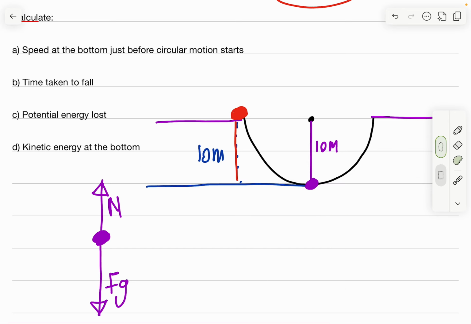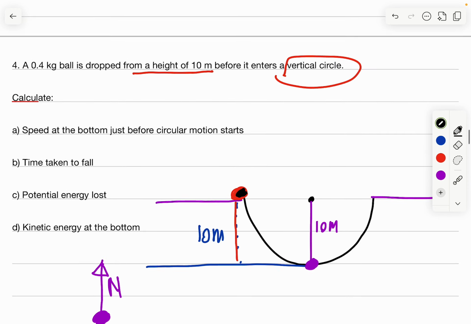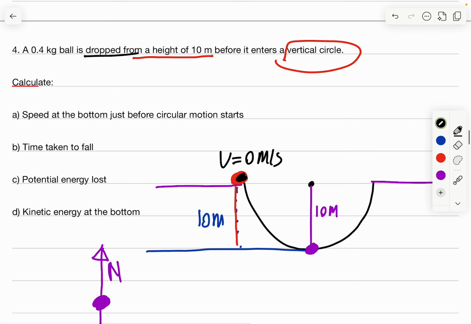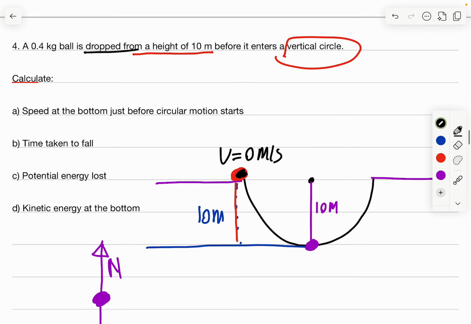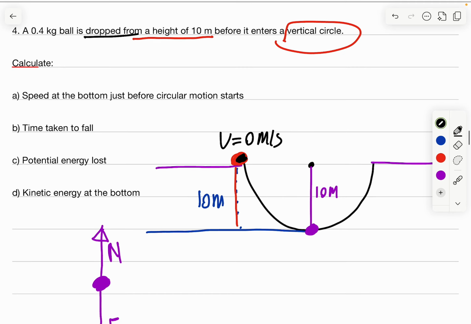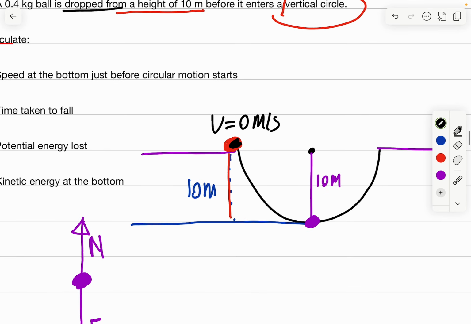They told you that what? The ball is dropped, ne? They want the velocity where? They want the velocity here, just before it starts to circulate. They told you it was dropped, meaning the velocity was 0 meters per second before. Understand? So if it was 0 meters per second, they want the speed of the ball at the bottom just before it starts to circulate. Ne? They want the speed here.